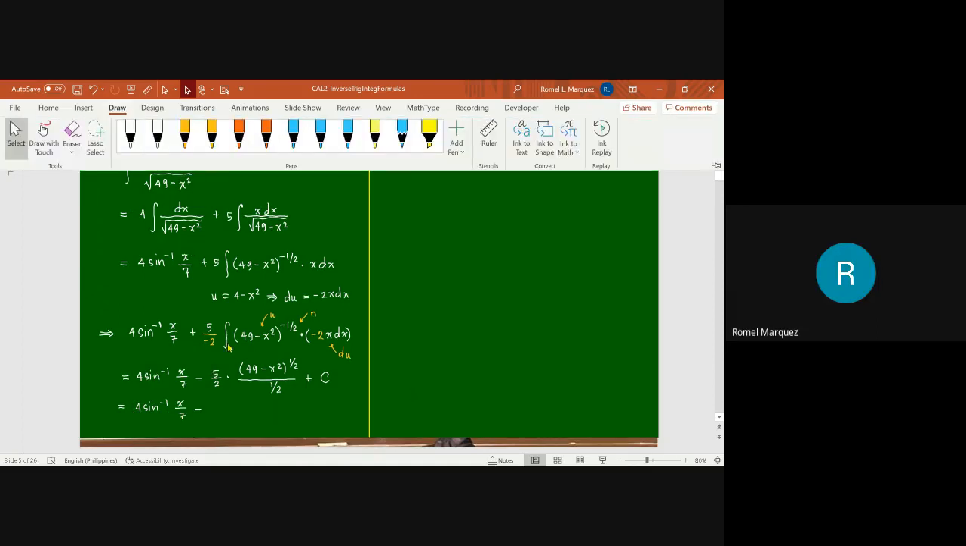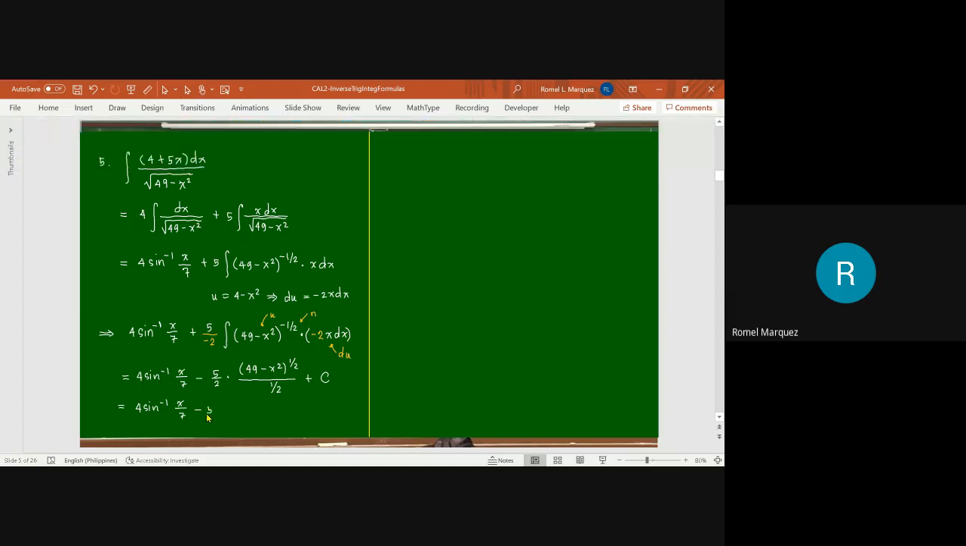5, no? So minus 5, then this is square root of 49 minus x squared. Or you can have it to the 1 half if you want. That's it. See? Very easy. You will be able to get a perfect quiz.